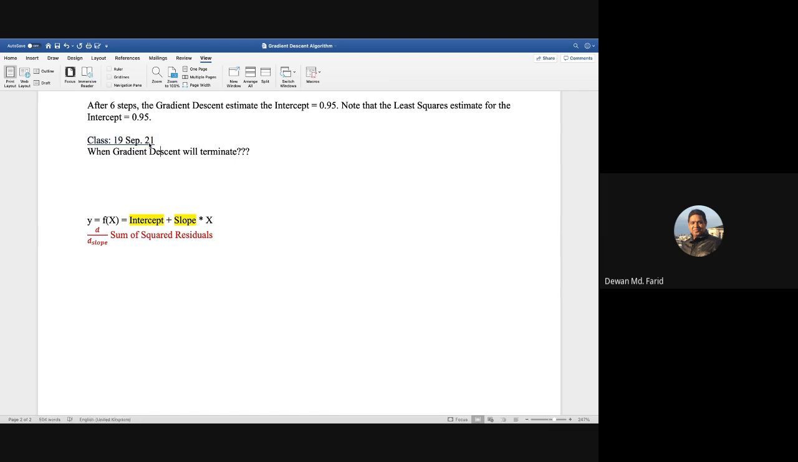Okay, so the question is: when will gradient descent terminate? So this is just the answer. Gradient descent will terminate when the step size is very close to 0. We can write that here.